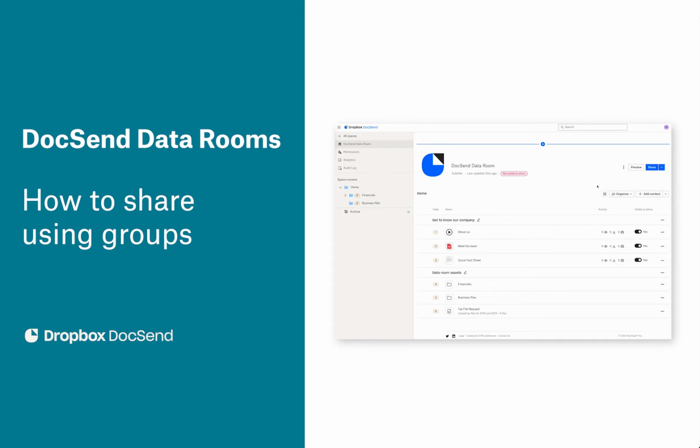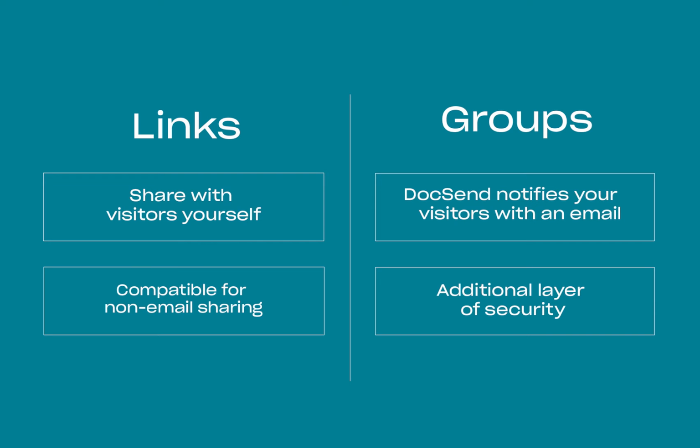Let's assume you've created your data room and you're ready to share with external visitors. There are two ways you can share your data room, with groups or links. The main difference between the two is, with groups, DocSend will email your visitors on your behalf, whereas with links, you'll need to copy and paste the link and send it out yourself.